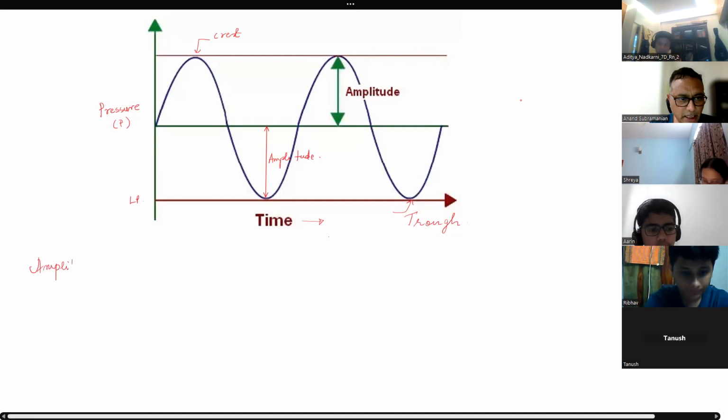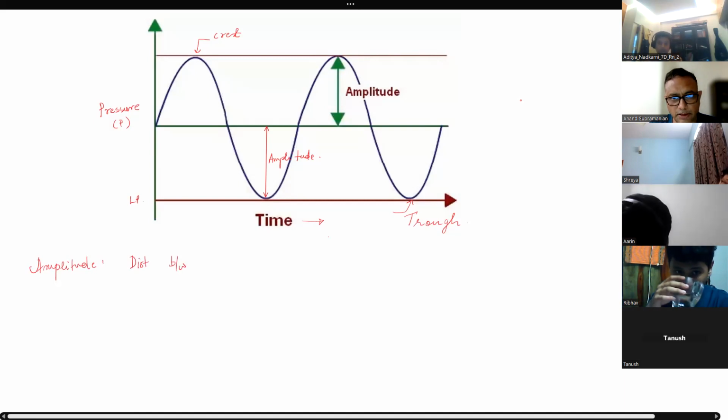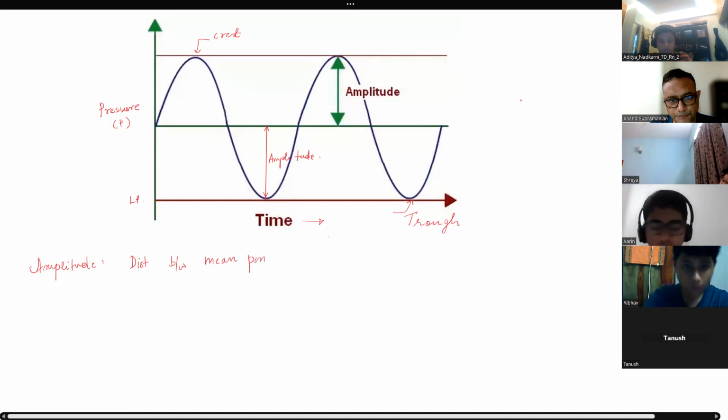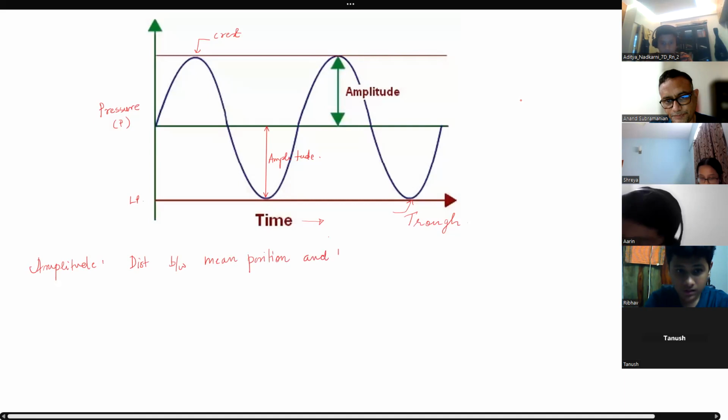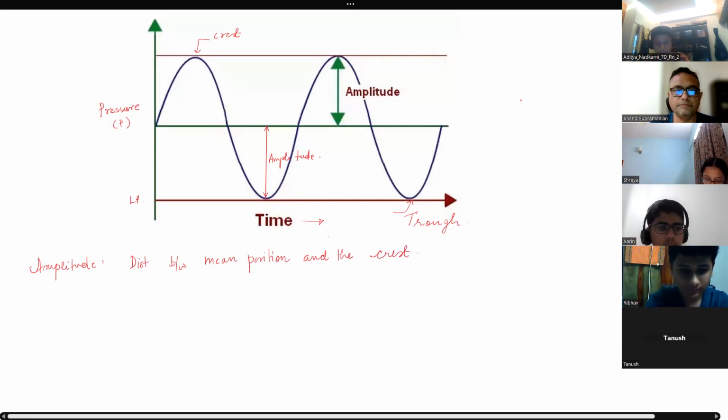And amplitude is nothing but the distance between the mean position and the crest. So the crest is the highest. Here I have made a note of this. See, this point is there. This peak is called the crest.